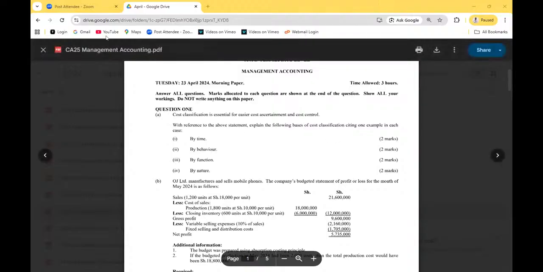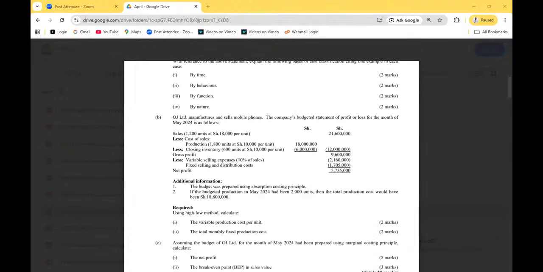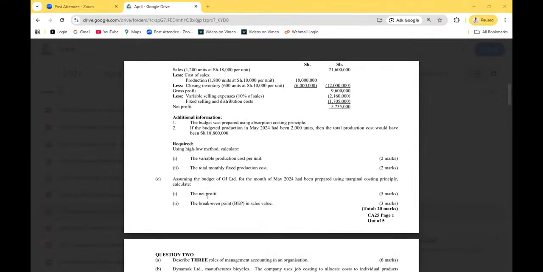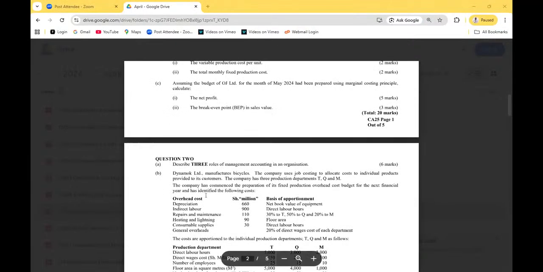Good. The next part, that is question number 1A. Let's just move down here. Any other part that we have a theory question? Good. Question number 2A. Describe 3 roles of management accounting in an organization. So you can fail every other question. You can forget about all the formulas, but you can't forget about the role of management accounting in an organization. I want you to think from this direction.